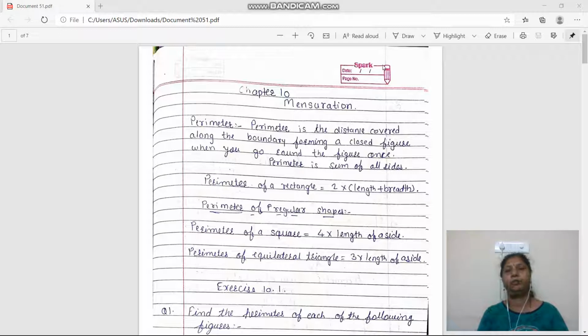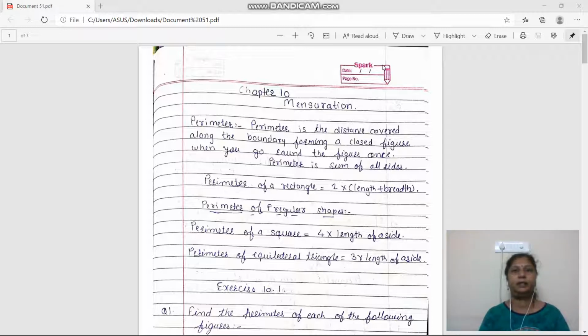Before starting our new topic, let's revise quickly. In the previous video we started the chapter Mensuration. The first topic is perimeter. What is perimeter? Perimeter is the distance covered along the boundary forming a closed figure when you go round the figure once. In short, its definition is: perimeter is the sum of all sides. Now, step by step we study the perimeter of certain geometrical shapes.